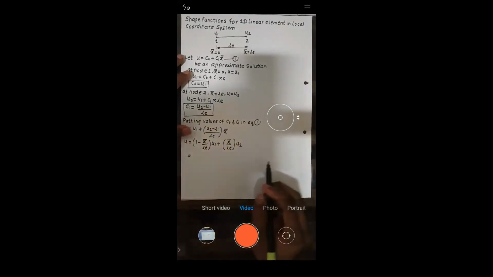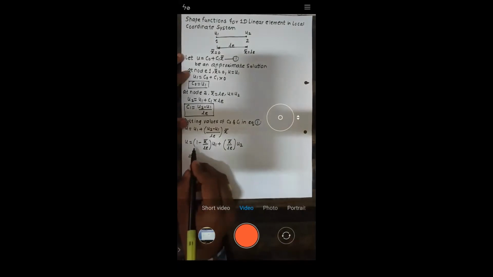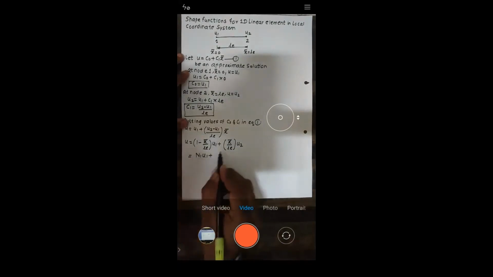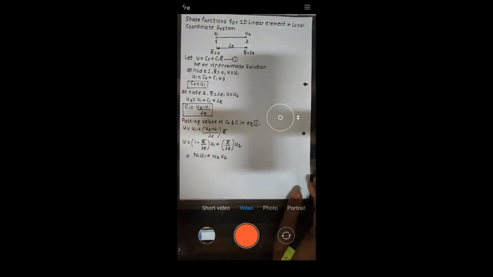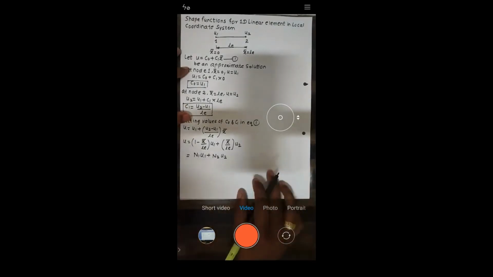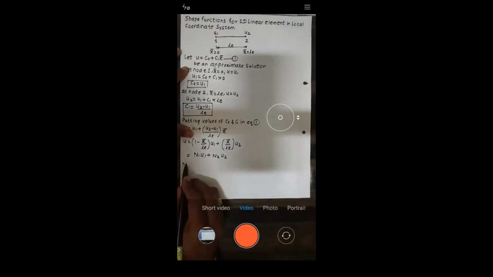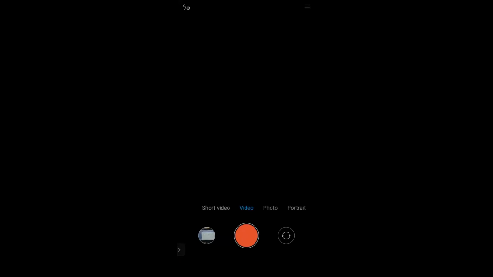So this particular term we have called N1, so this is N1 U1, and this particular term we have called N2, so this is N2 U2. Is it okay? Understand? Now see, what is N1? It is 1 minus x bar by LE. What is N2? N2 is x bar by LE.